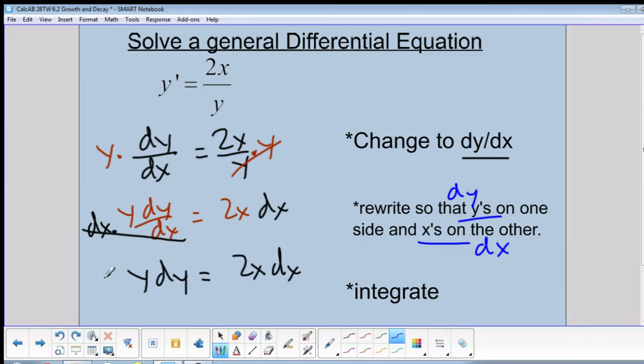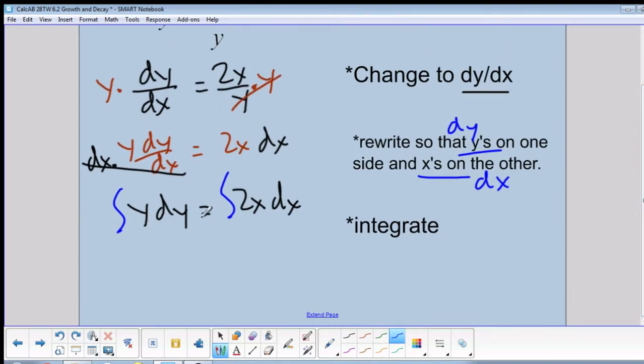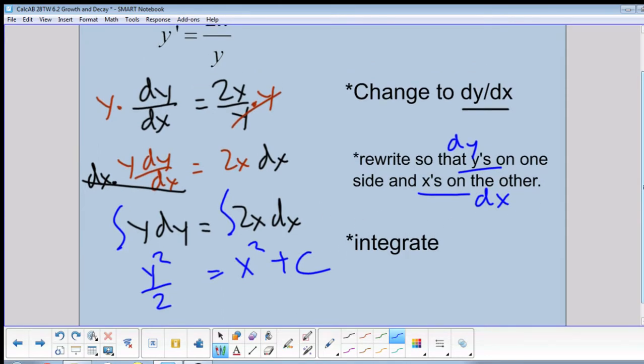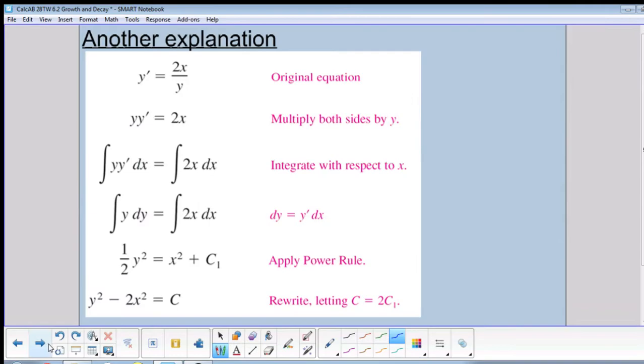Now I'm going to integrate both sides. When you have the y's and the dy's and you integrate, just do the little s thingy. Since we're integrating with respect to dy, when you have just y, you don't do any special weird things with that. So the integral is going to be y squared over 2, and that equals 2x, which is going to be x squared, and we can say plus c. We have to have the c on one side or the other; it doesn't matter. So my general solution is y squared over 2 equals x squared plus c. Cool.